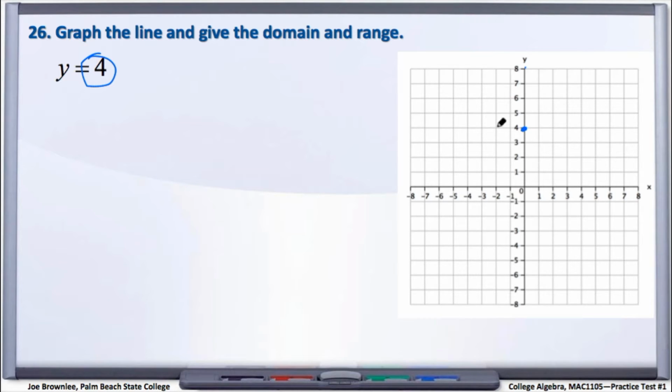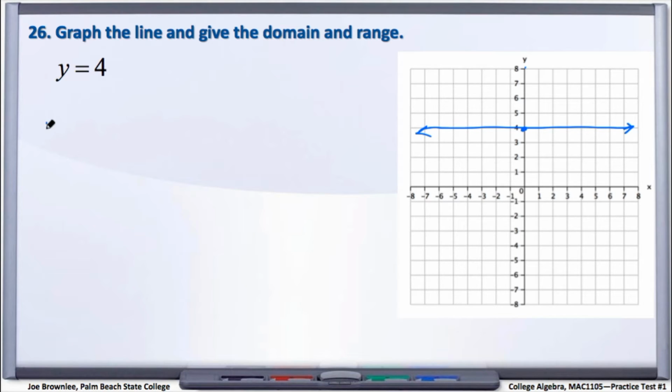So all we have to do now to graph this line is simply draw a horizontal line that passes through positive 4 on the y-axis. And now we've graphed this line. We also have to give its domain and range.